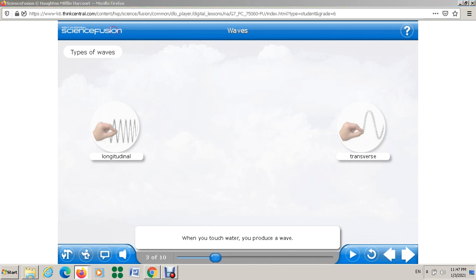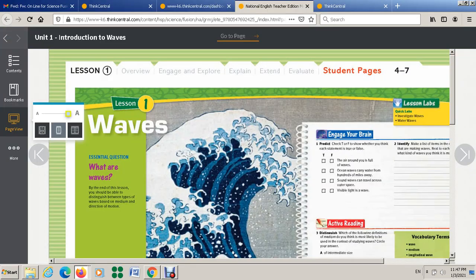To start our lesson, I want you to open your book with me, page 5. We have four true or false statements. We want to solve them together, like an introduction, to test what you know and your previous information. Let's start with the first one. The air around you is full of waves. Do you agree with this?